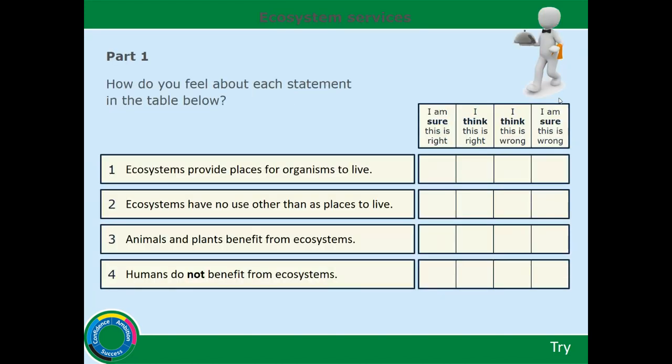Okay, here's another set of questions for you to try out. I read through. You simply need to say right or wrong, whether you're sure of it or whether you just think it is. So, how do you feel about each statement in the table below? Ecosystems provide places for organisms to live. Right or wrong?